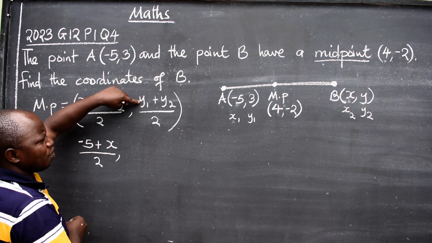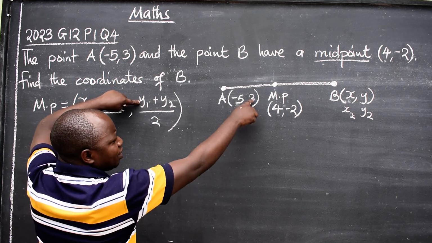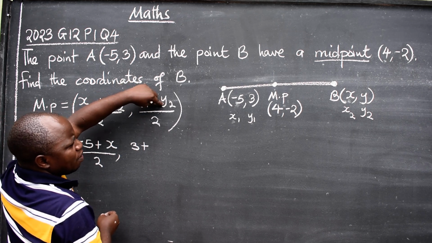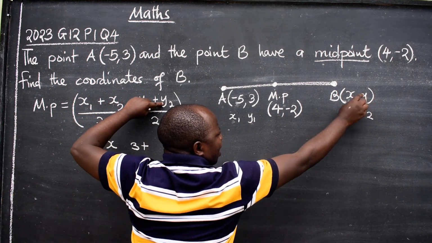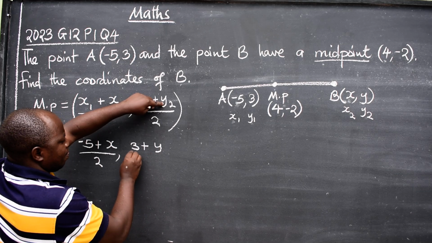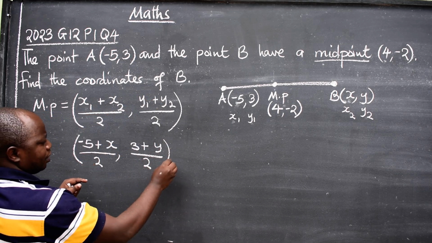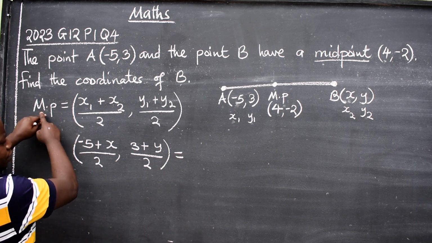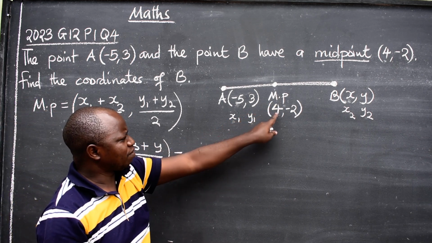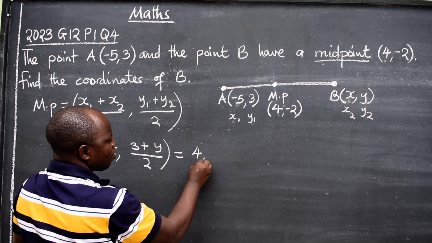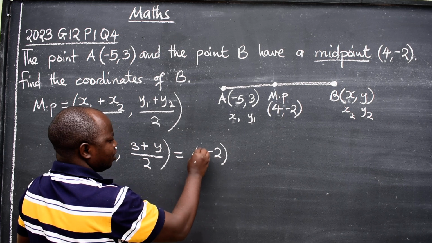We come to y. What is our y1? y1 is 3. So 3 plus, what is our y2? y2 is y. So y here, divided by 2. This is the midpoint now. Midpoint, which we have been given 4, -2. So you equate to midpoint 4, -2. We do it that way.